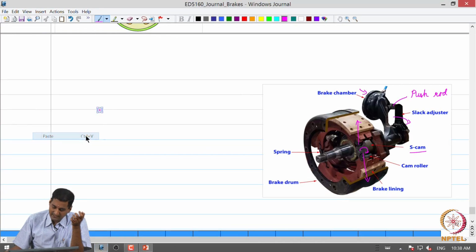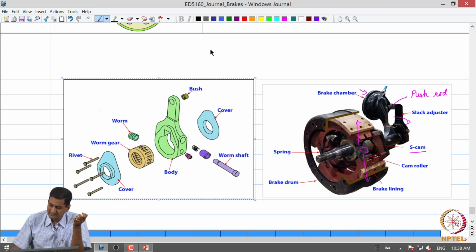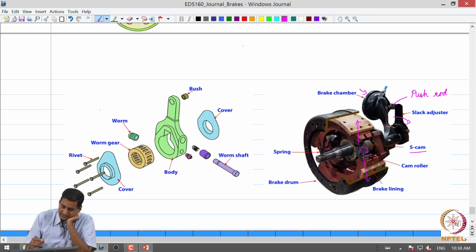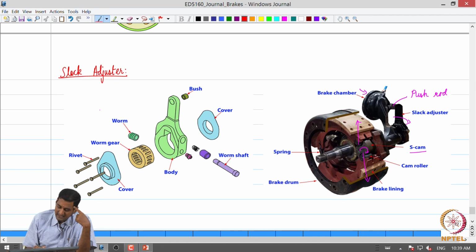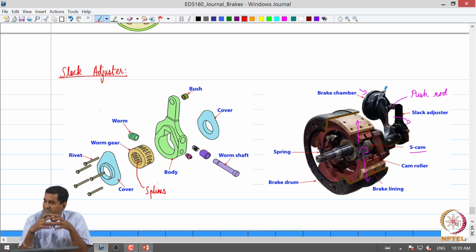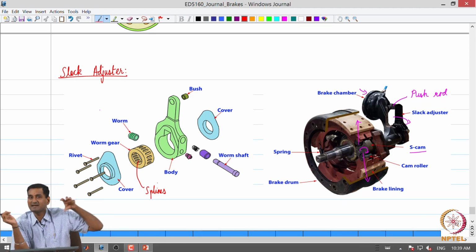So, if you look at the slack adjuster per se, this is just a simple schematic to show what are the components in a slack adjuster. So, that is an important component because it is going to convert the force applied by the push rod into a torque, right. So, we can observe that in the slack adjuster body we have this worm gear, which essentially has the splines on the inner side. So, the splines are used to fit the slack adjuster on a splined S cam shaft, right.